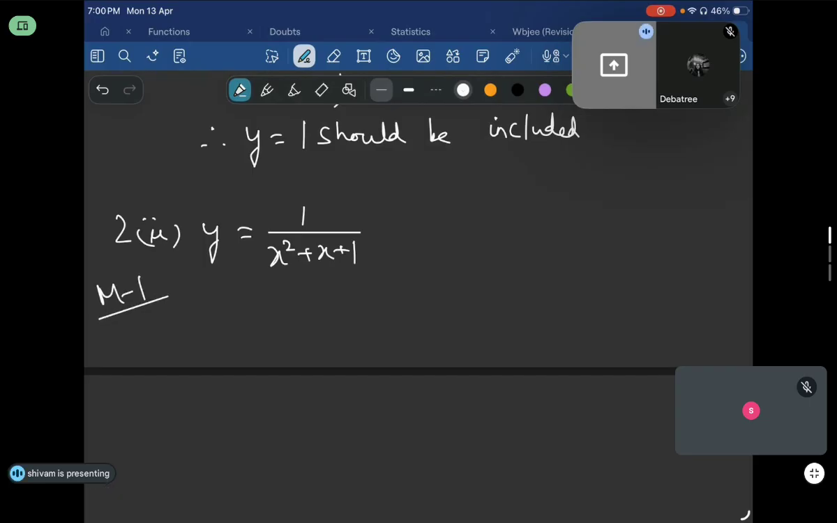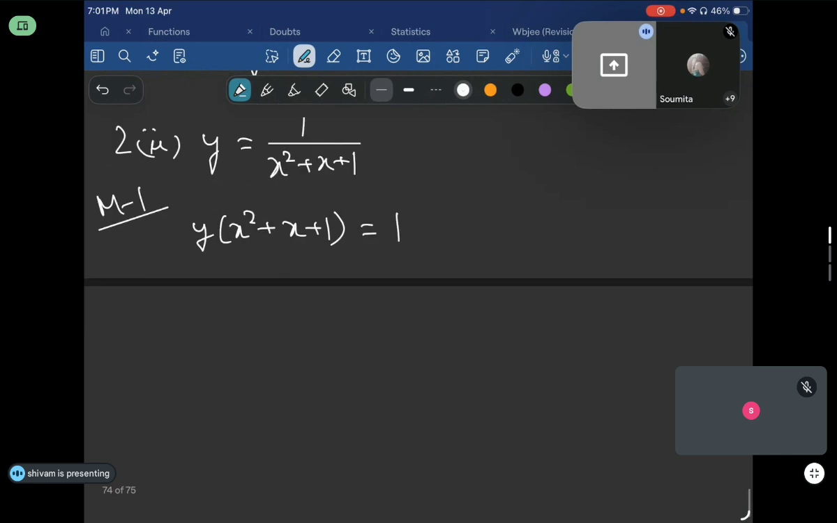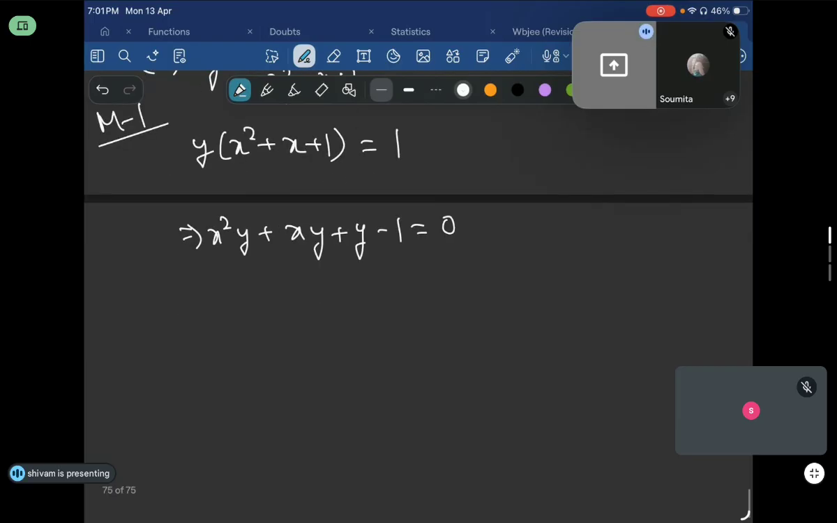Okay, Shomita, this is the answer of part number 3 or which one it is? Number 3, sir. It's correct. Okay, there are two ways to solve. Method 1. First of all, you make a quadratic like y into (x square plus x plus 1) is equal to 1. Okay, so you're going to get x square y plus xy plus y minus 1 equal to 0. Okay, so there will be two cases.